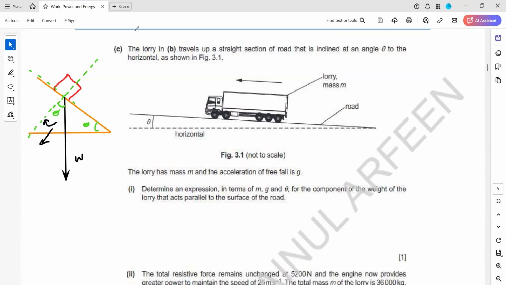The component of the weight which is with the angle, that is W cosine theta. So W cosine theta is acting in this direction. And the component which is opposite to the angle, that is W sine theta, and that is also parallel to the plane. So we want to determine the expression of the component of the weight that acts parallel. That is W sine theta, and W is mg, so we can say mg sine theta. It's always the case that the parallel component is W sine and the perpendicular component is W cosine.